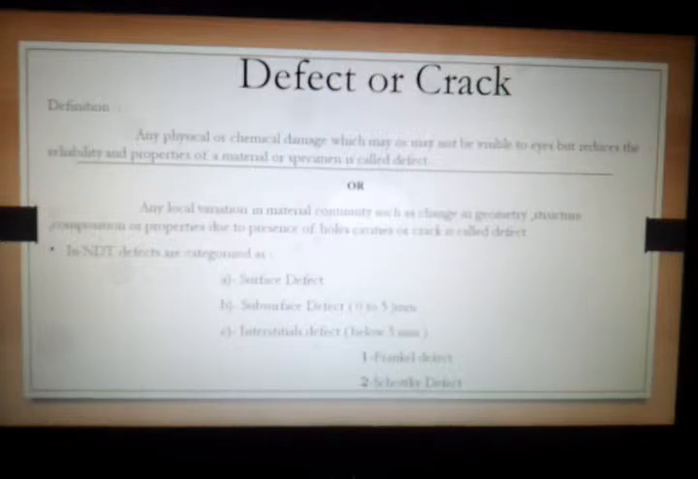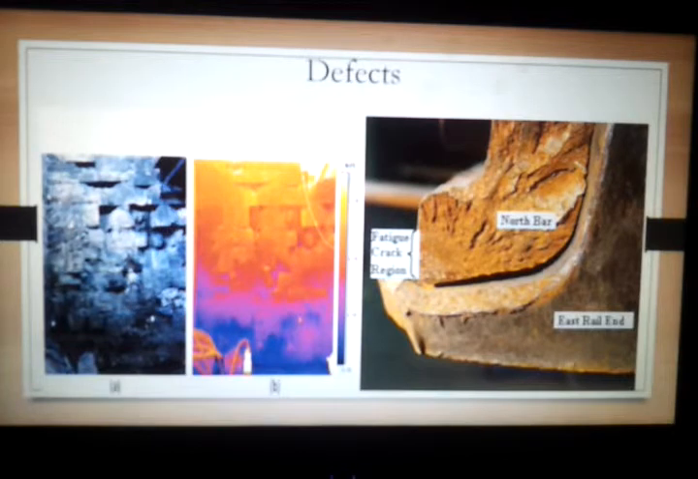So basically, in non-destructive testing, defects are categorized as surface defects, subsurface defects below 0 to 5 mm, and below 5 mm, and interstitial defects which are basically Frenkel and Schottky defects. So these are the defects.